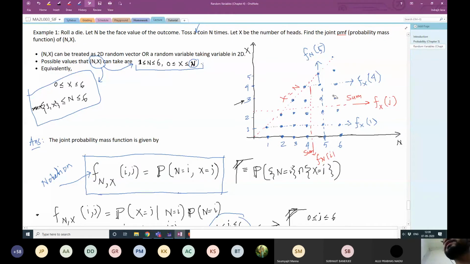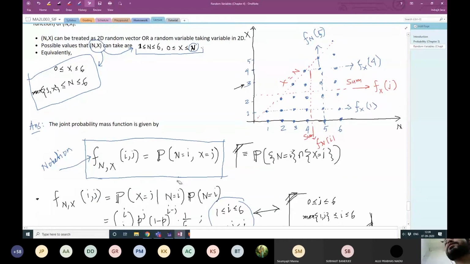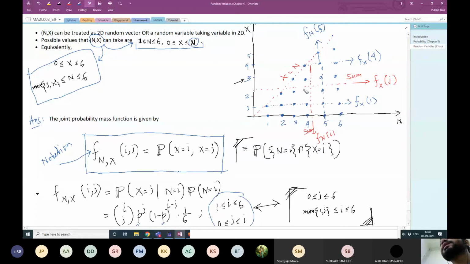The whole thing is actually going to be a three-dimensional graph. The domain is this, and there is going to be a vertical line with the height of the probabilities. So each of the dots has a probability associated with it. If I ask what is the probability associated with this point, which is 4, 2.